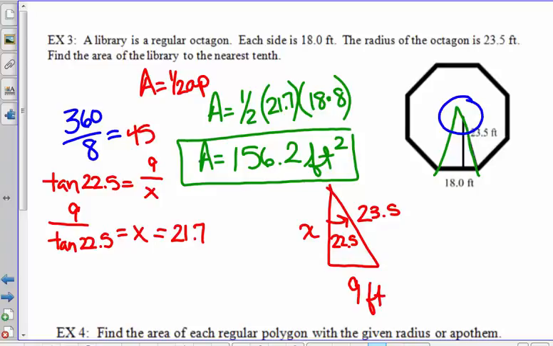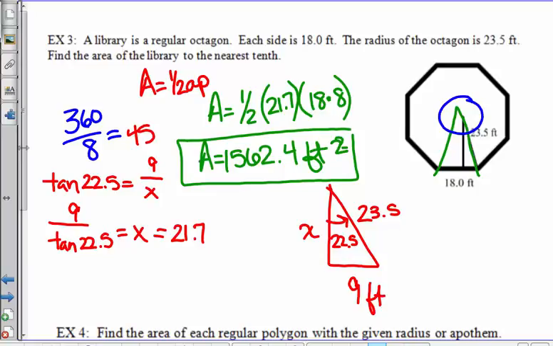Let me try that again. 21.7 times 18 times 8 equals 502. Decimal point in the wrong spot. Let's erase that. 1,562.4. How about that? Okay, you guys were correct.